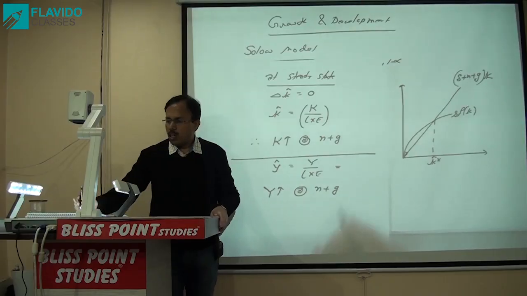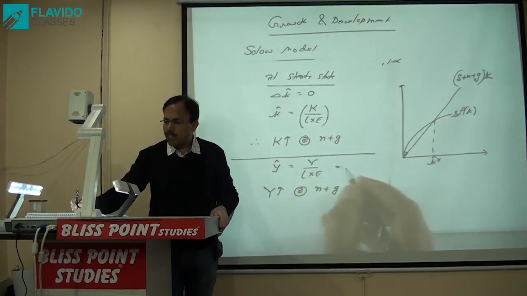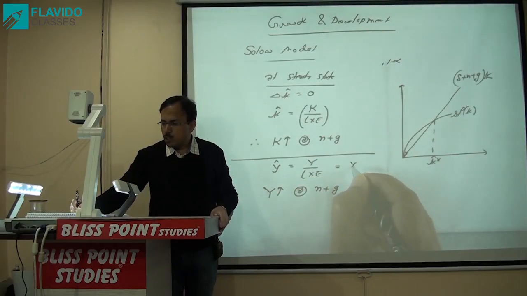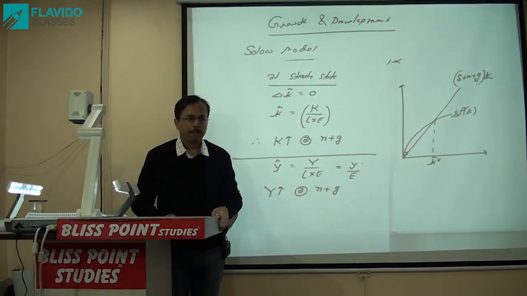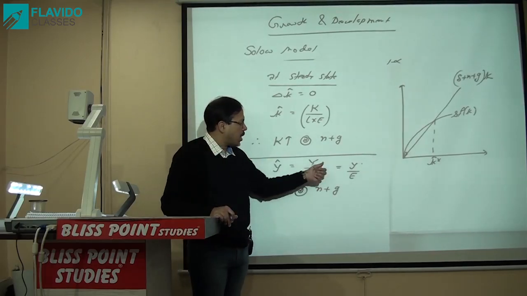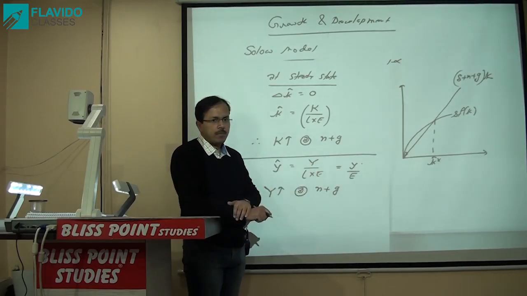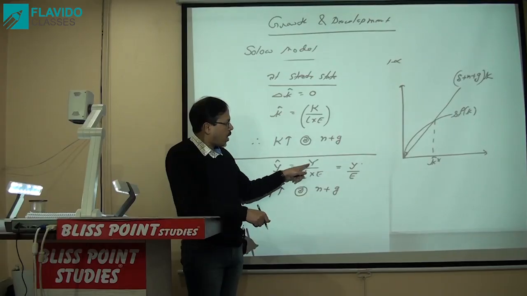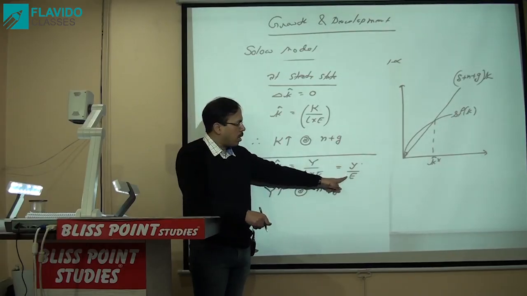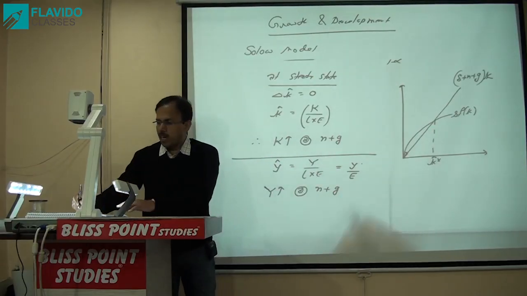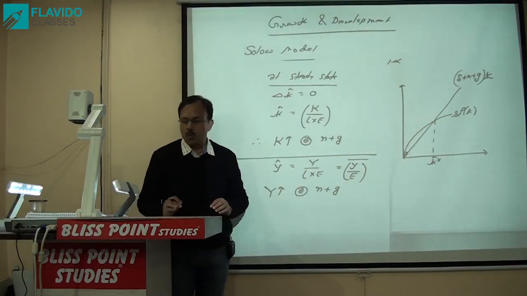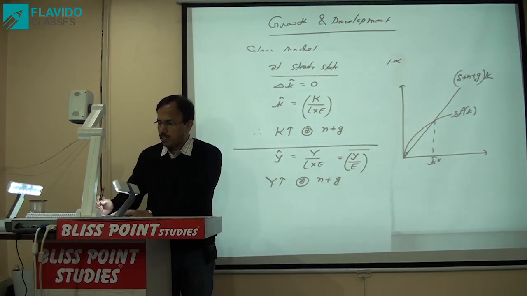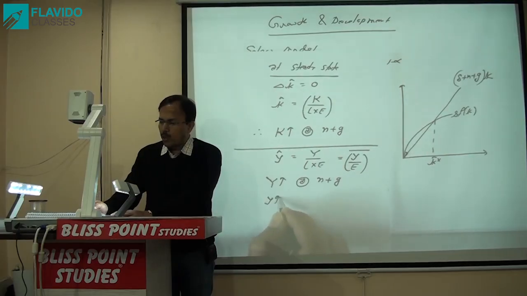So can it be written as small y upon E? I have used small y for Y upon L. Y upon L is small y upon E, and now I am saying that this y upon E is constant. So if y upon E is constant, it means y is growing at what rate?